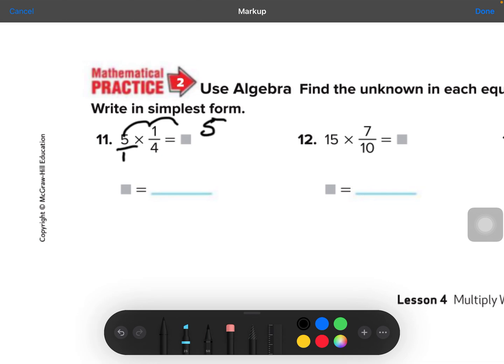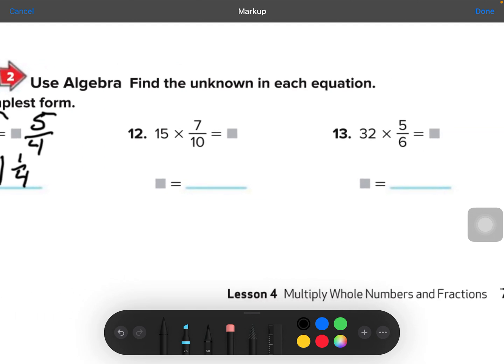Okay, that's a whole number. I'm going to put a fraction of 1 underneath it. And 5 times 1 is 5. 1 times 4 is 4. 4 will go into 5 one time. There'll be 1 left over and bring down the 4.